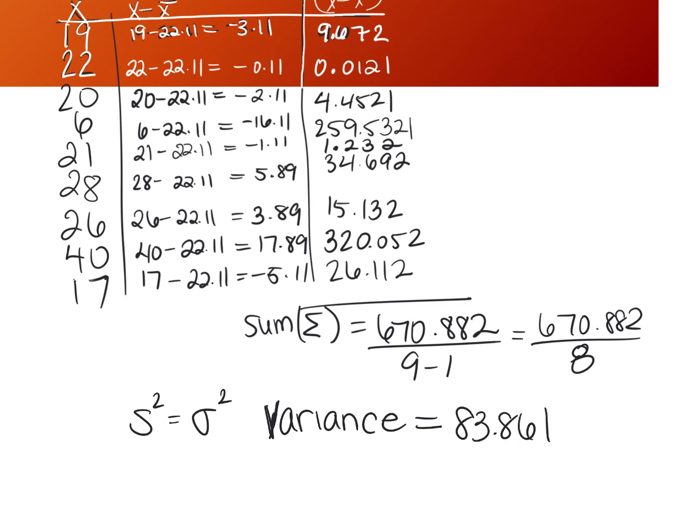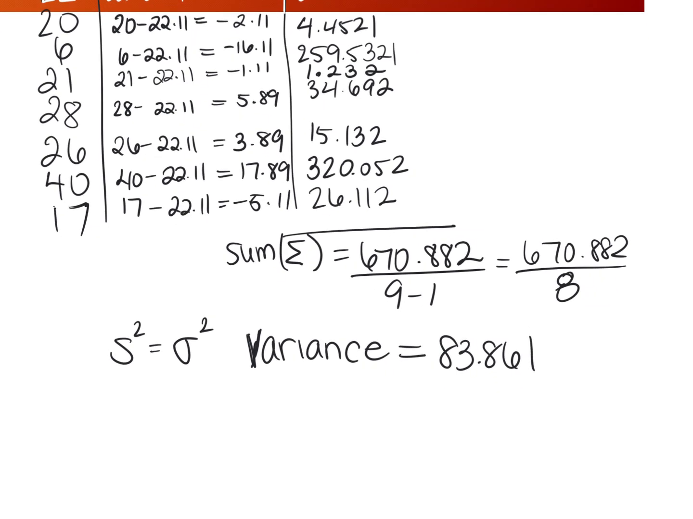So the value I have just found is s squared, the standard deviation squared, which is called the variance.